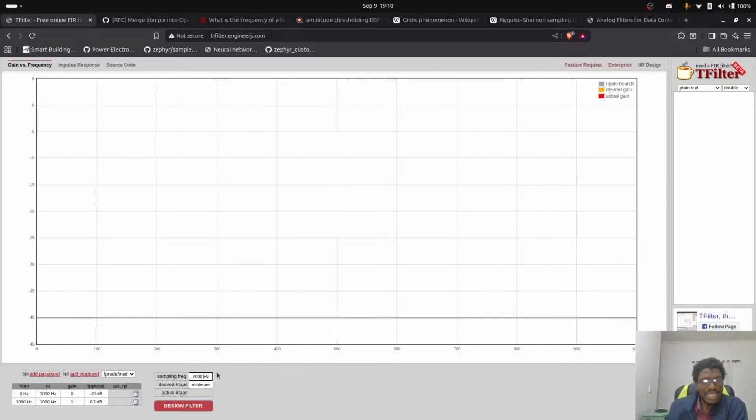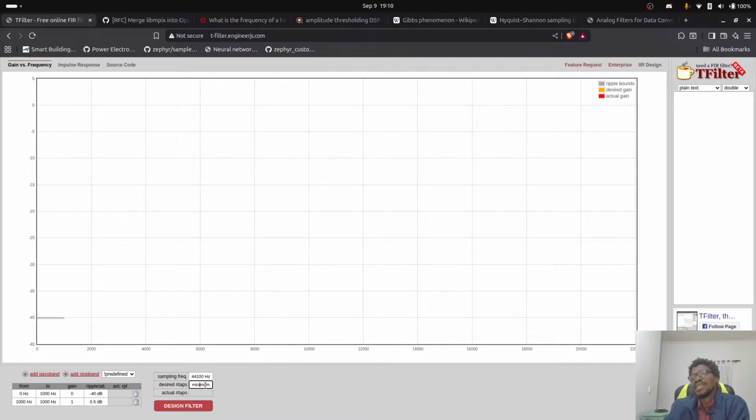Okay, cool. And then we said our sampling frequency is 44,100. And then desired taps, this is going to be the length of the filter, so the coefficients in the filter. In here we'll put something like 50. I think 50 should be good.